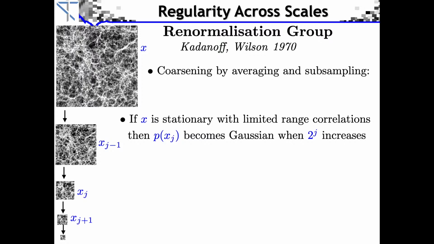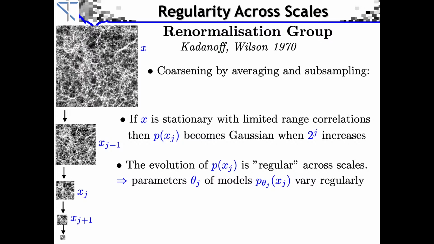Now, if you are away from a phase transition, you can hope that by averaging, you are going to converge to something which is potentially Gaussian. But what you would like in general is to understand this evolution. And one way to do it is to parameterize this probability distribution. In physics, these would be called the coupling parameters, and you look at the evolution of the coupling parameters across scales.